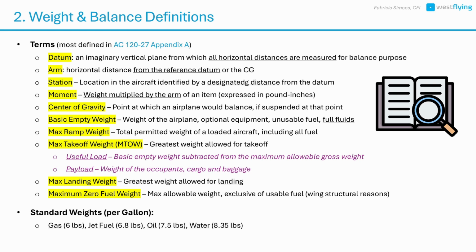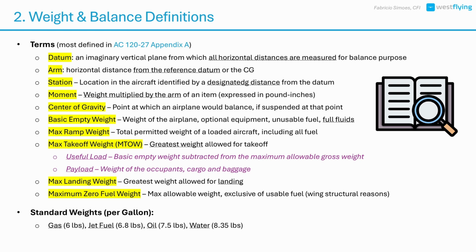Arm is the horizontal distance from that datum to the item or station in question. Station is a location in the aircraft, identified by its distance from the datum. For example, the pilot's seat is a station, the baggage compartment is a station, etc. Moment is simply the weight of an item multiplied by its arm, giving us a measure of its rotational force. The center of gravity, or CG, is the point where the airplane would balance if suspended.